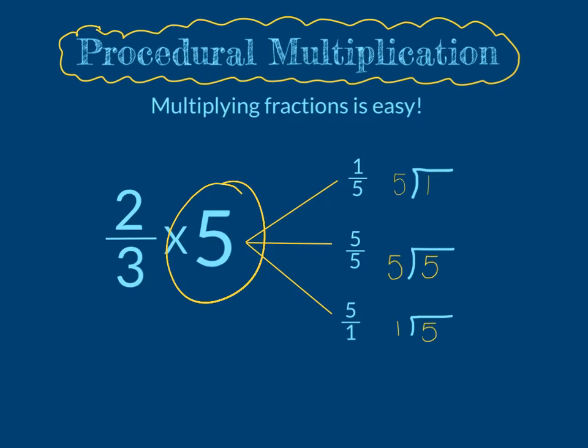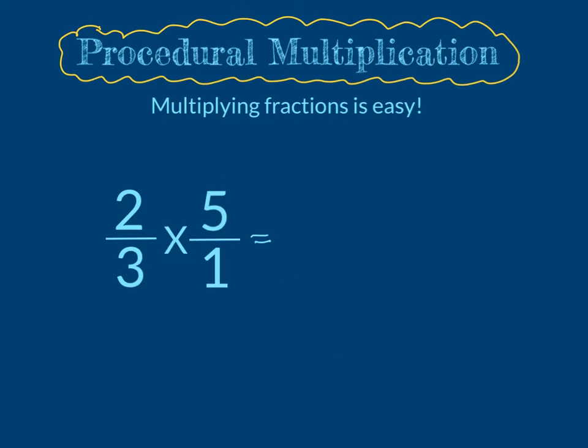If I take 1 divided by 5, I'm going to get 2/10. If I take 5 divided by 5, I'm going to get 1. And if I take 5 divided by 1, I'm going to get 5. A fraction that will not change the value of my 5 is putting 5 over 1. Anytime you want to change a whole number into a fraction, that's exactly what you're going to do. You're going to put it over 1.